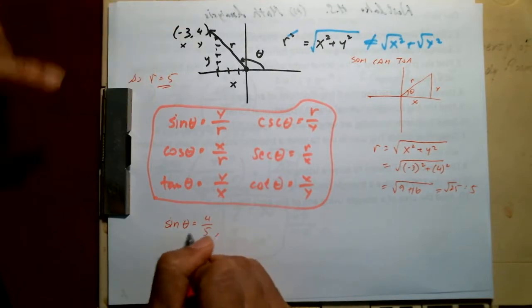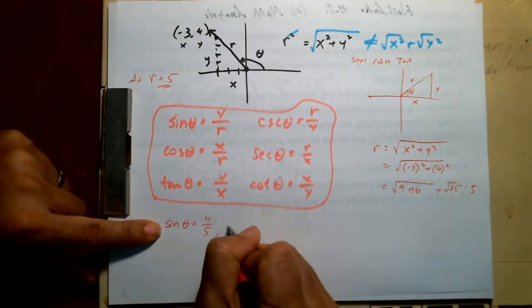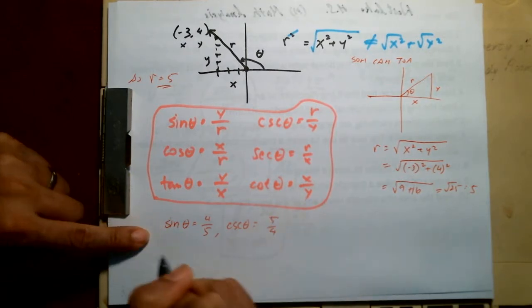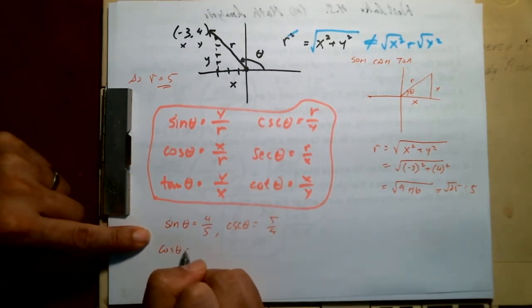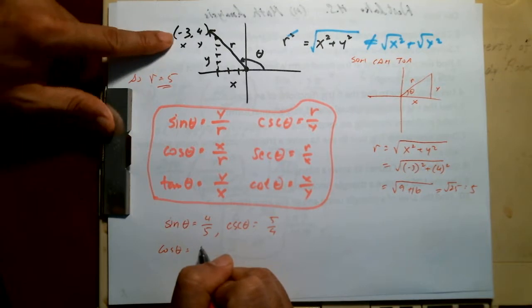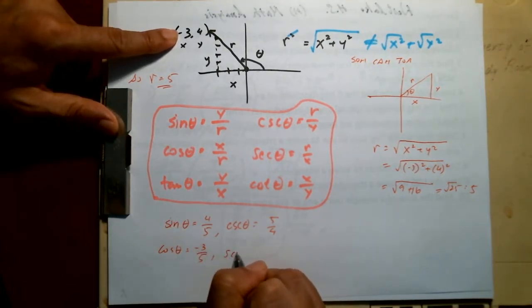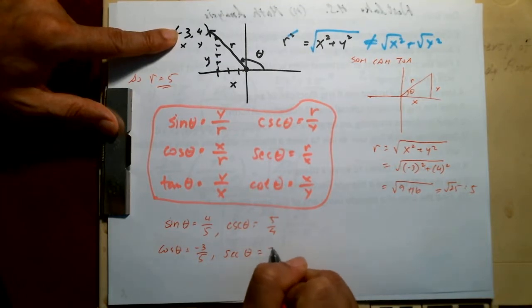Cosine, let's do the reciprocal. The reciprocal of sine is cosecant of theta, which is equal to 5 over 4. The cosine of the angle is equal to negative 3 over 5. That means the secant of the angle is equal to negative 5 over 3.